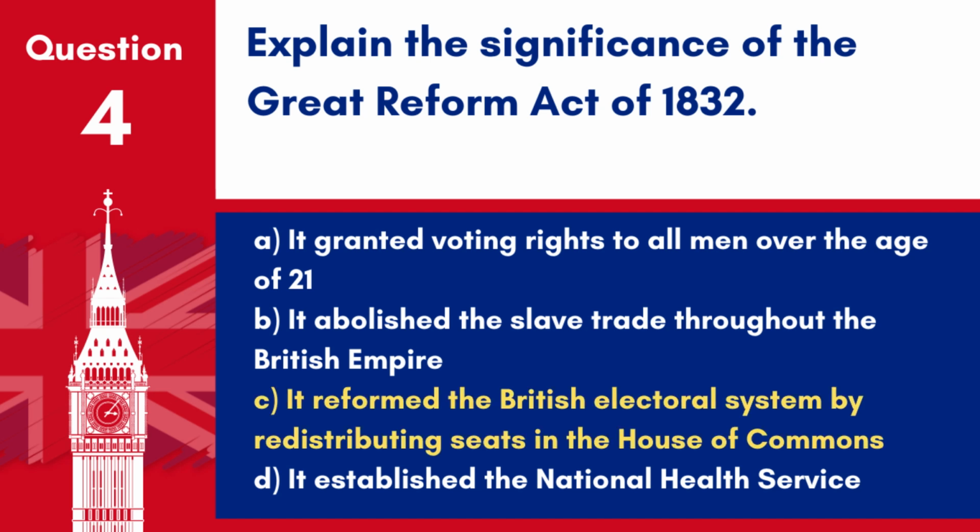Answer: C. It reformed the British electoral system by redistributing seats in the House of Commons. The Great Reform Act of 1832 was significant for reforming the electoral system, making it more representative.